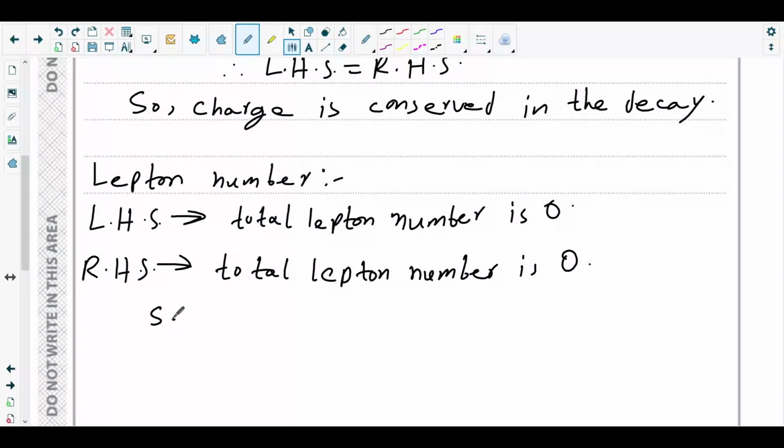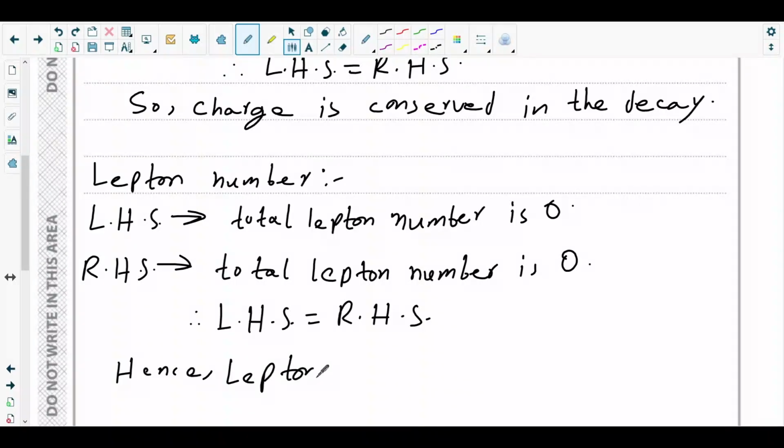Therefore left hand side equals right hand side. Hence lepton number is conserved in the decay.